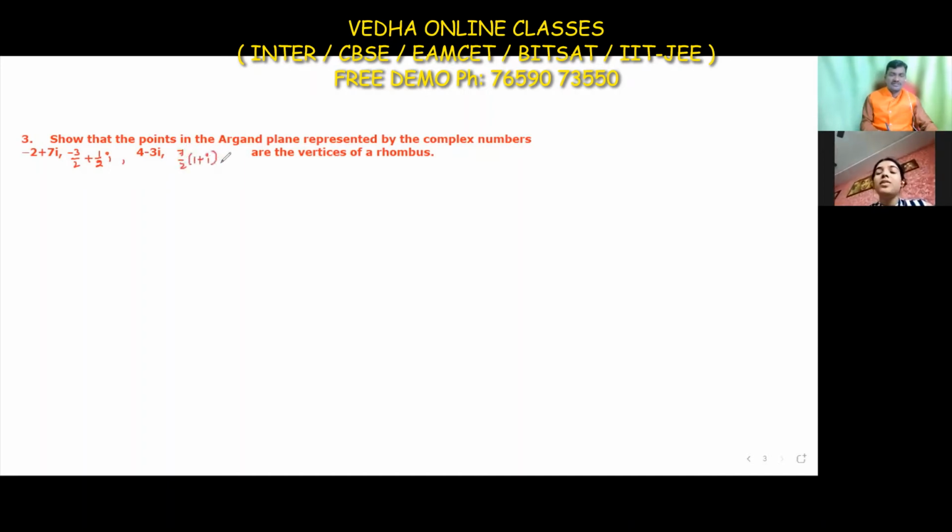How do we write this point? -2 plus 7i is (-2, 7). Good. -3/2 plus 1/2 i is (-3/2, 1/2). Good. 4 minus 3i is (4, -3). And D is (7/2, 7/2). We just have to apply the distance formula. Okay, sir, I'll do it.